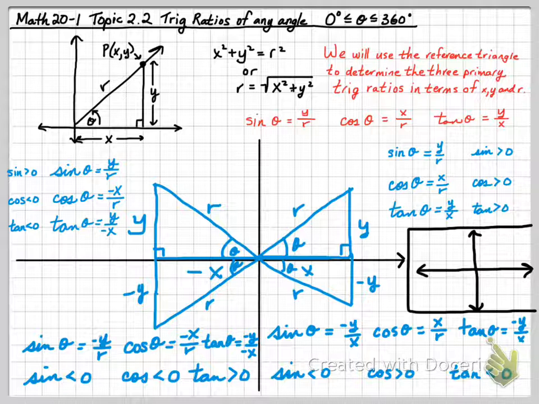What that's going to do is determine the signs of sine, cosine, and tangent in each of the quadrants. In the first quadrant, all three are going to be positive. So A stands for all three. In the second quadrant, only the sine ratio is positive. In the third quadrant, the tangent ratio is the only one that's positive. And in the fourth quadrant, cosine is the only one that's positive. This is called the CAST rule.